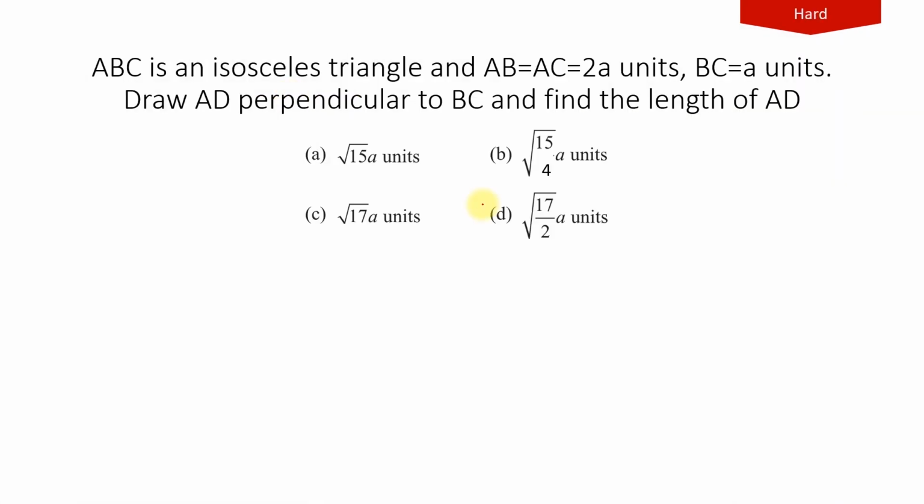Now in this question we are given that ABC is an isosceles triangle. Let's say AB is equal to AC and these two are 2A. And we are given that BC is A units. Now AD is perpendicular to BC and we have to find the length of AD.